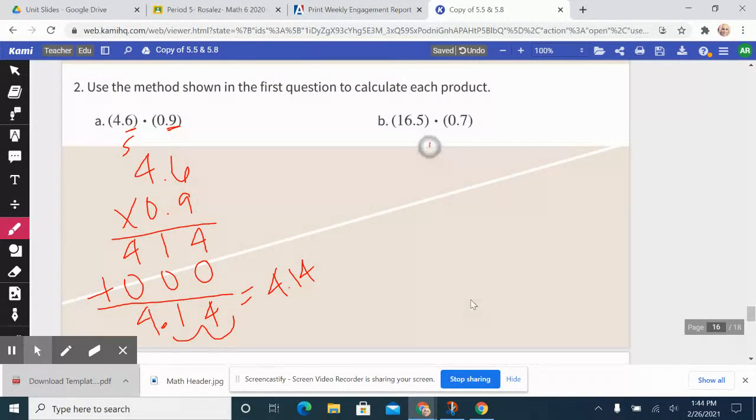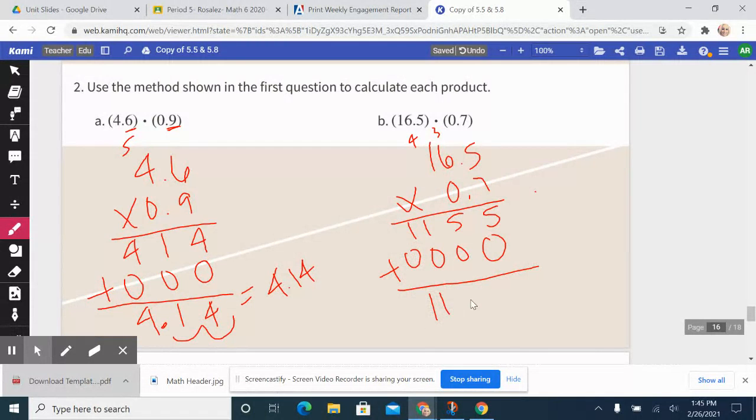Now our next one, we have 16.5 times 0.7. So 7 times 5 is 35. 7 times 6 plus 3 is 45. 7 plus 4 is 11. And then your placeholder. So now 0 times 5, 0 times 6, 0 times 1, and I add. In your original problem, you had 2 places, so I go over 1, 2. So your answer is 11.55.